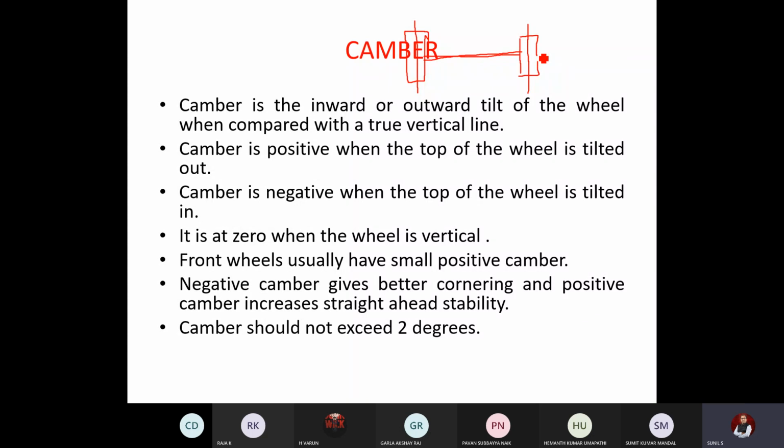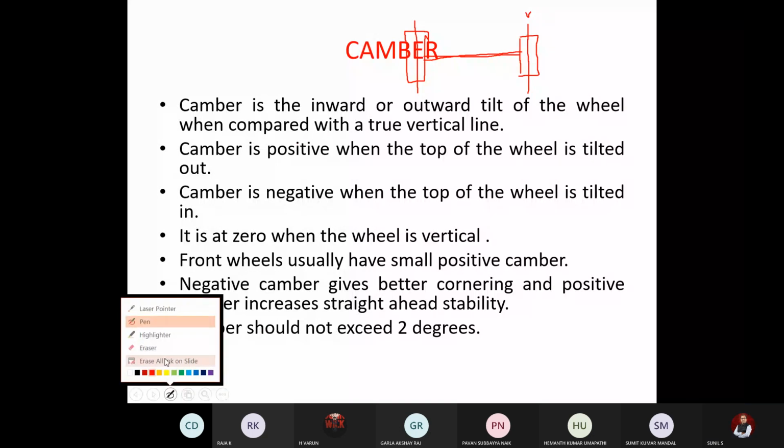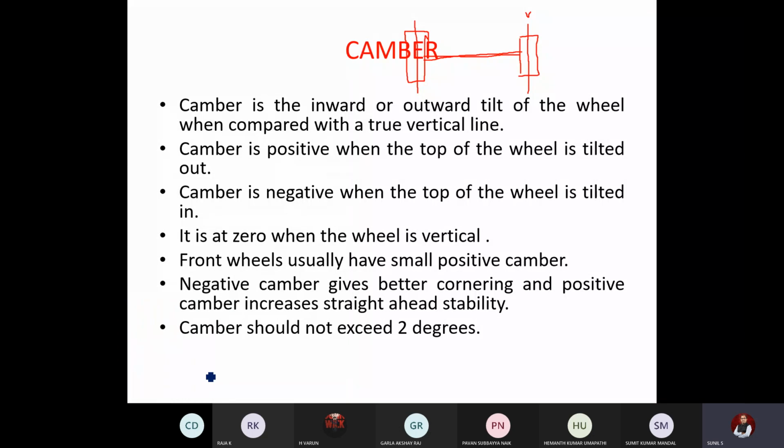So camber is the inward or outward tilt of the wheel when compared with the true vertical line. So this is the vertical line, or we call it the true vertical line. The inward or outward tilt of this wheel with respect to the vertical line, we call it camber. If you have any doubts, you can stop and ask me. So this is called the inward tilt, and this is called the outward tilt.